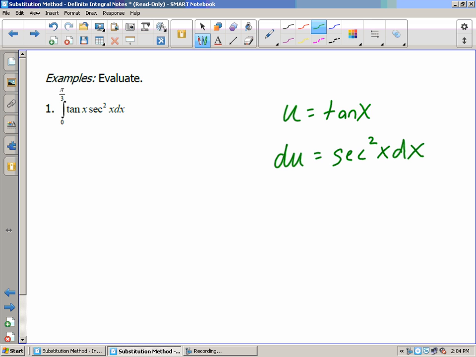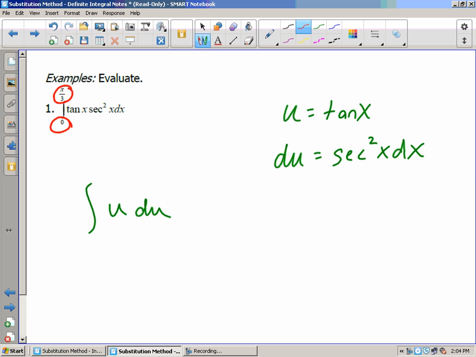Next, let's make our substitution. The integral, u takes the place of tangent, and du, secant squared x dx. Here's where the change occurs. Our limit values that we see for the initial definite integral, 0 and pi thirds, those are values in terms of x. What I'm going to do next is make these values of u.